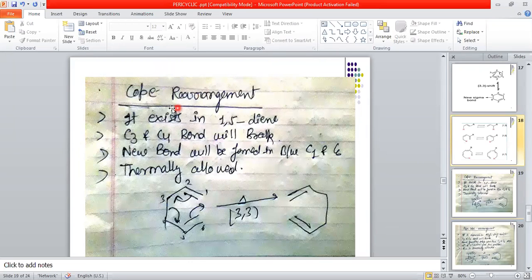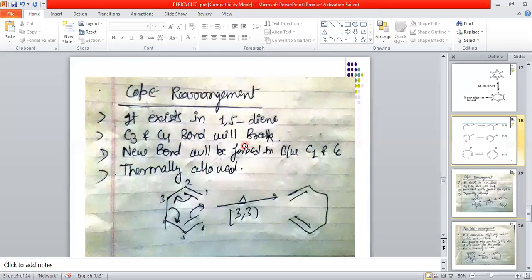Now we have to see what is Cope rearrangement. This one is also the Cope rearrangement. There are three reactions: the Cope rearrangement, the Aza-Cope, and next the Claisen rearrangement reaction. All these reactions come under the topic of sigmatropic reactions. So the first one is the Cope rearrangement. This is my notes.